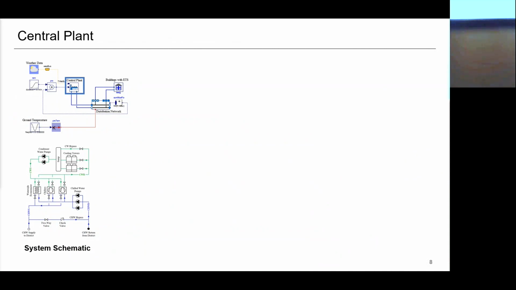So the chilled water pumps are all in parallel, but then the individual chillers have a shut-off valve. So if the chiller is not operating, we close that valve, and so there is no flow rate to the chiller if it's switched off.